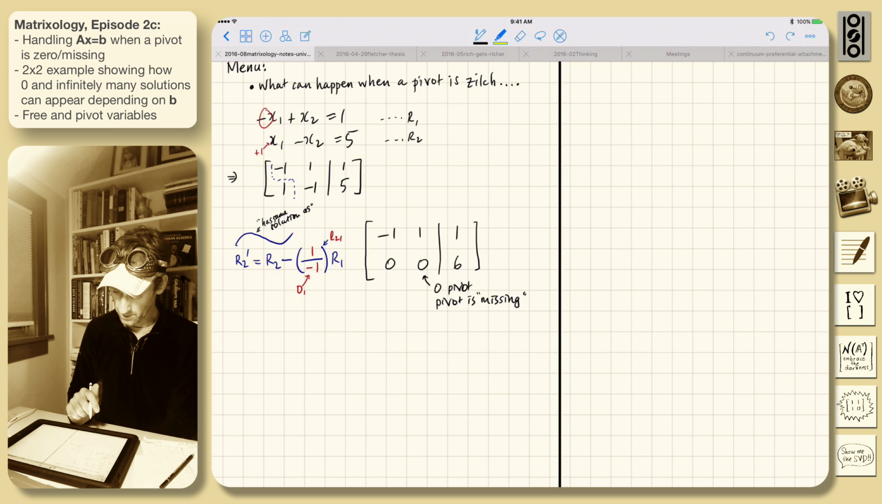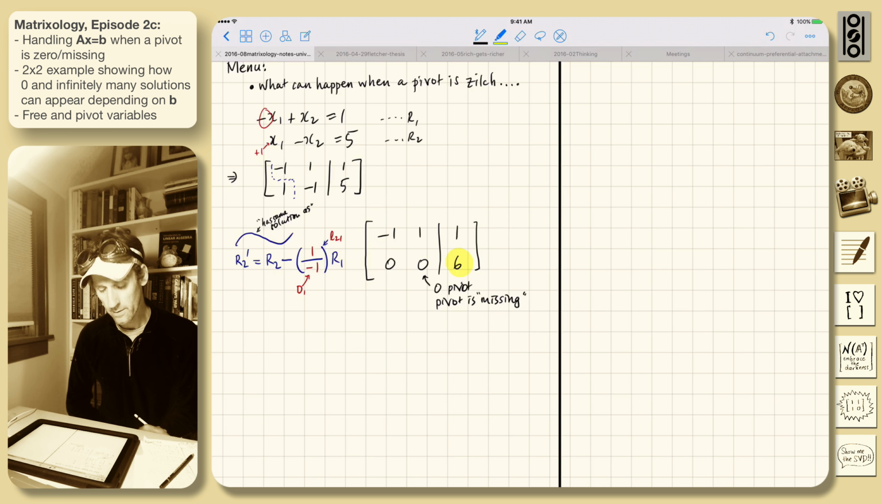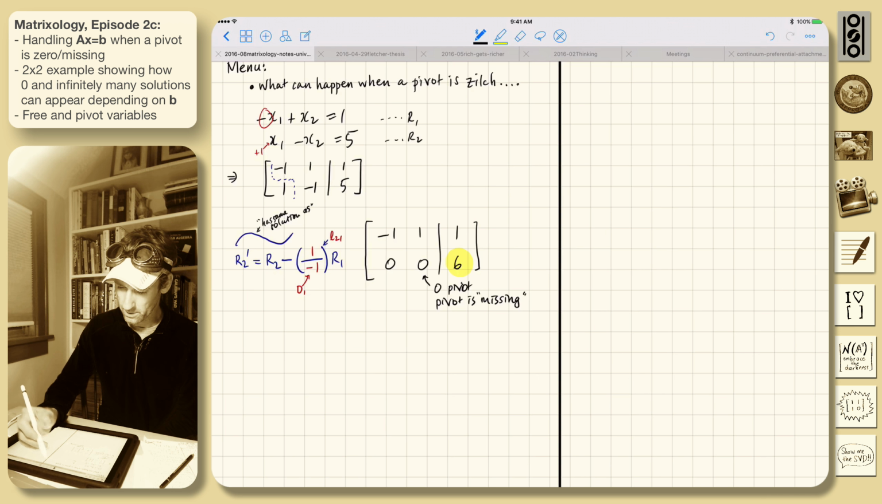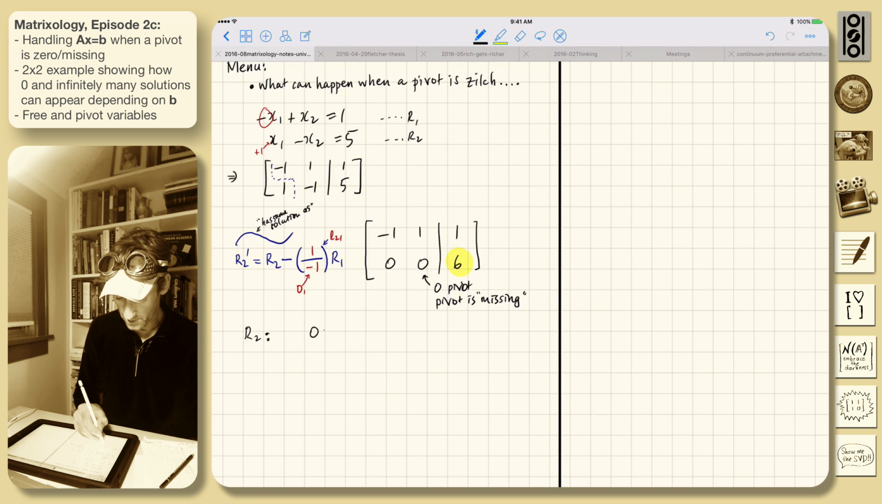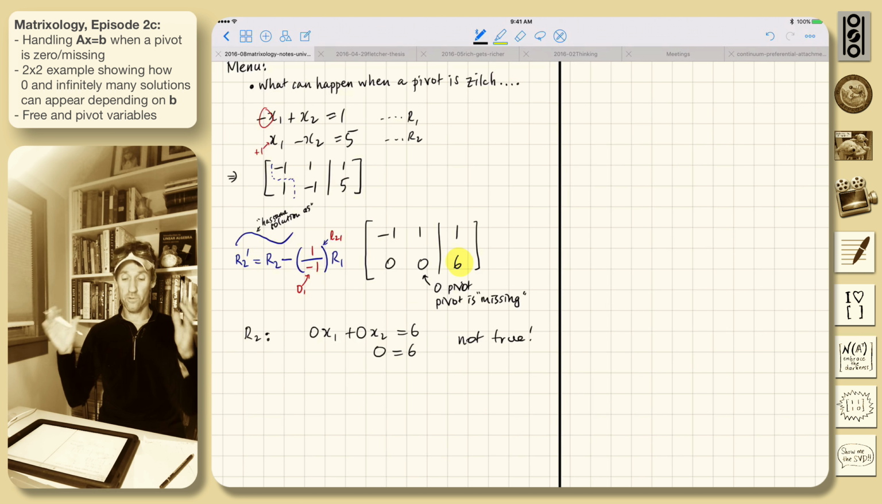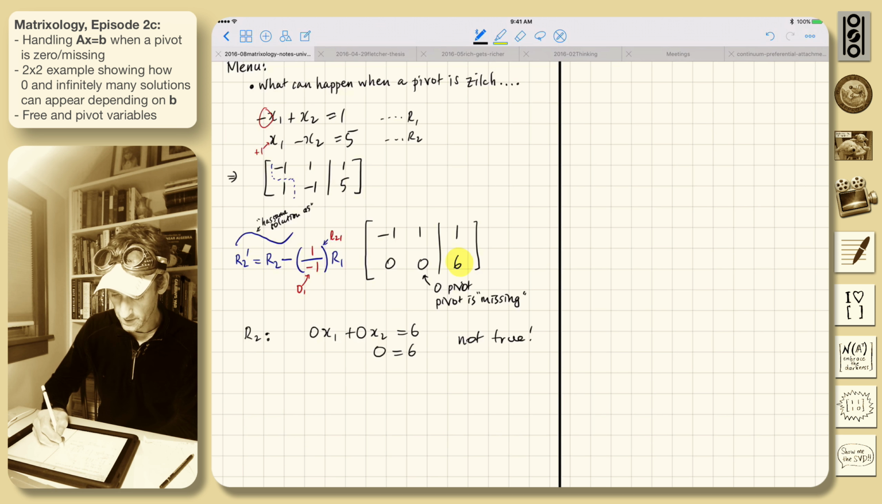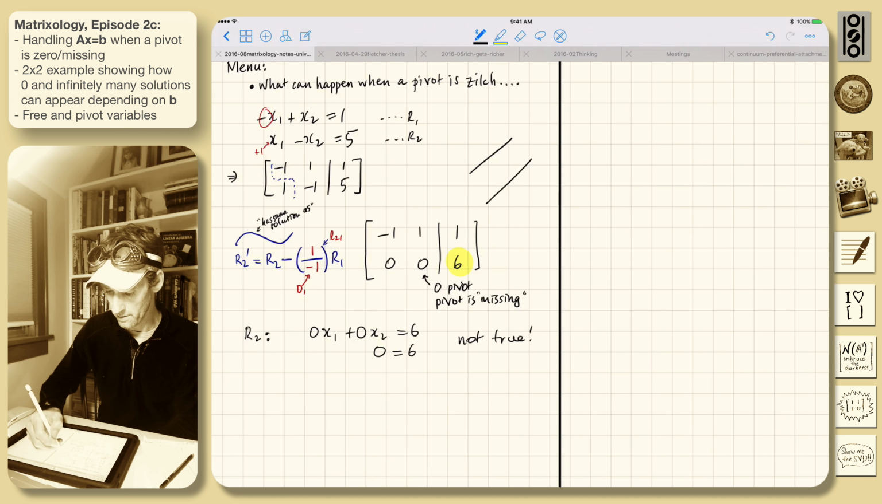Okay, so it's bad, and it's bad because there's a 6 here, because if we go back out to the equations, we have, so row 2 now, again, dropping the prime, we don't keep primes, is really 0x1 plus 0x2 equals 6, or 0 equals 6. Not true. So there's no solution. So what that means is there's no solution. And these two equations, they're ships in the night, right? They don't hit each other. They're parallel.